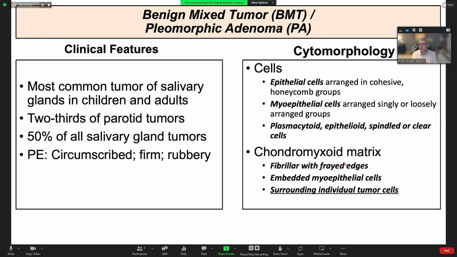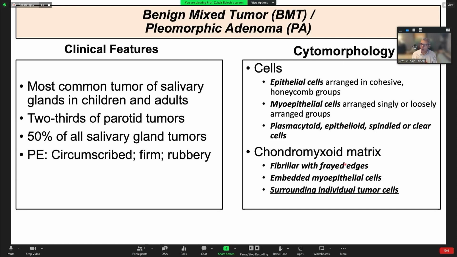The most common tumor is the benign mixed tumor. It is 2/3 of parotid tumors. It's also common in children. It's always circumscribed, firm, and rubbery on clinical examination. So if you're doing your own FNAs, feeling that tumor between your two fingers and moving it around, that rubbery consistency means 90+% of the time you're correct that this is going to be a pleomorphic adenoma.